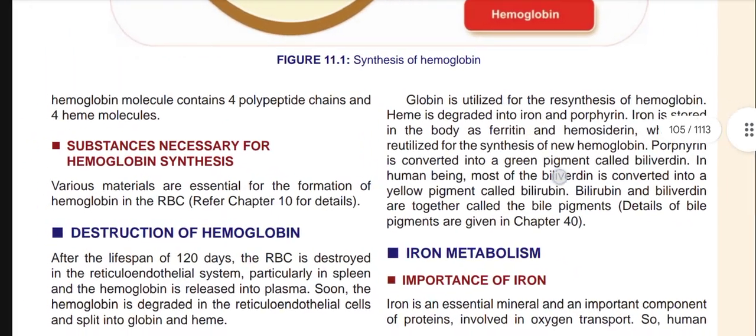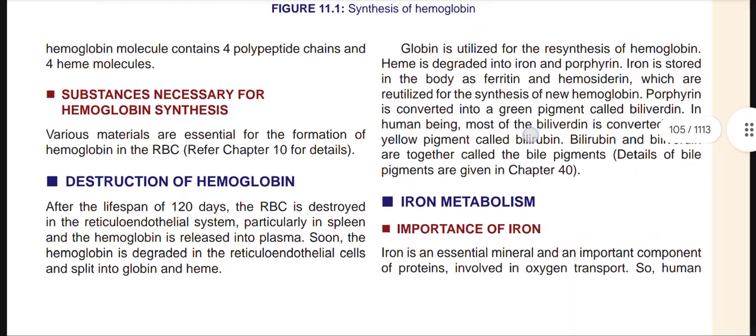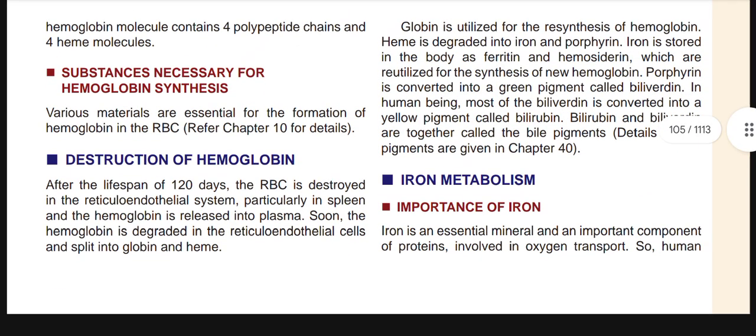Now substances necessary for hemoglobin synthesis. Various materials are essential for the formation of hemoglobin in the RBC. Now destruction of hemoglobin. After the lifespan of 120 days, the RBC is destroyed in the reticuloendothelial system and particularly in the spleen.